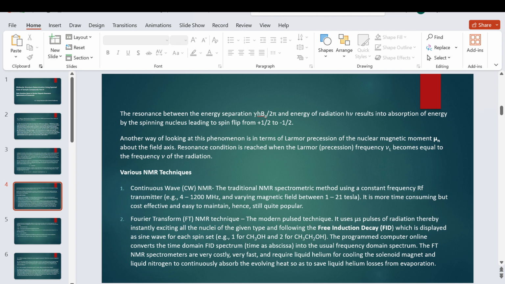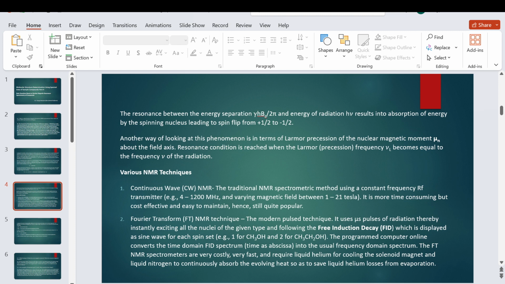First, continuous wave method, the traditional NMR method, using a constant frequency of about 4 to 1200 megahertz and accordingly varying magnetic field between 1 to 21 Tesla. It is more time consuming but cost effective and easy to maintain, hence is still quite popular. Second, Fourier transform NMR technique.